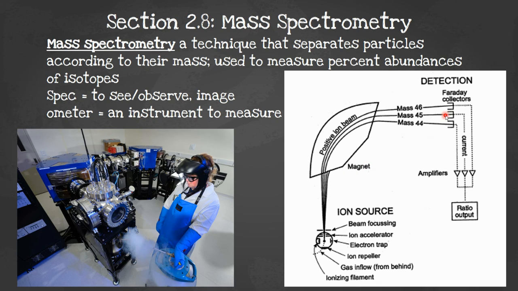Okay, so here's how the mass spectrometer works. We have an ionizing filament, so we need these to be ionized. We need to blast them with electrons, and they're actually going to lose electrons and become positively charged. And then we have the electron trap, the ion accelerator, so it accelerates the positive ions down this way, focusing the beam, and then the magnet is here to cause these to have to travel this curved path.